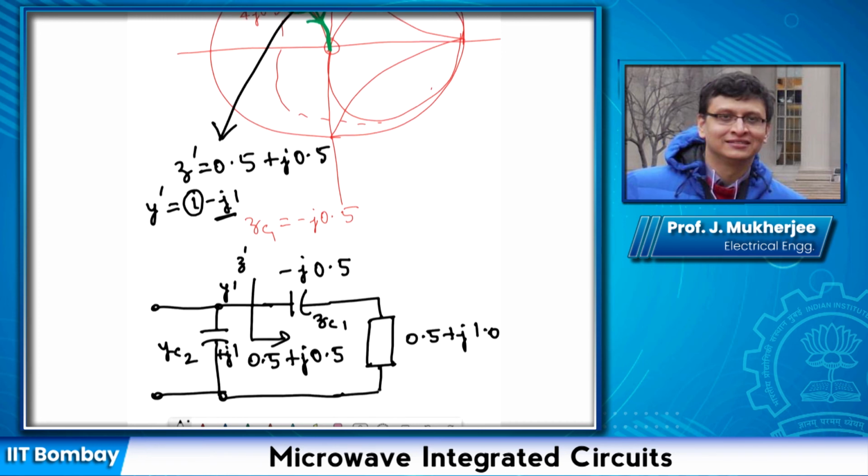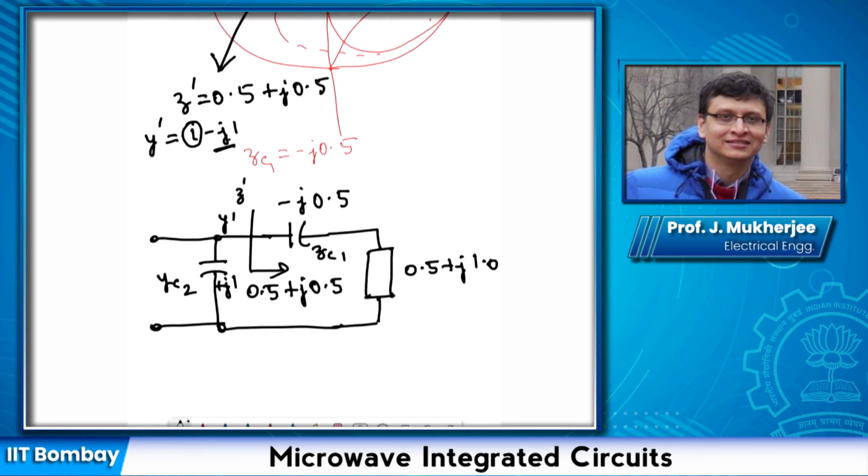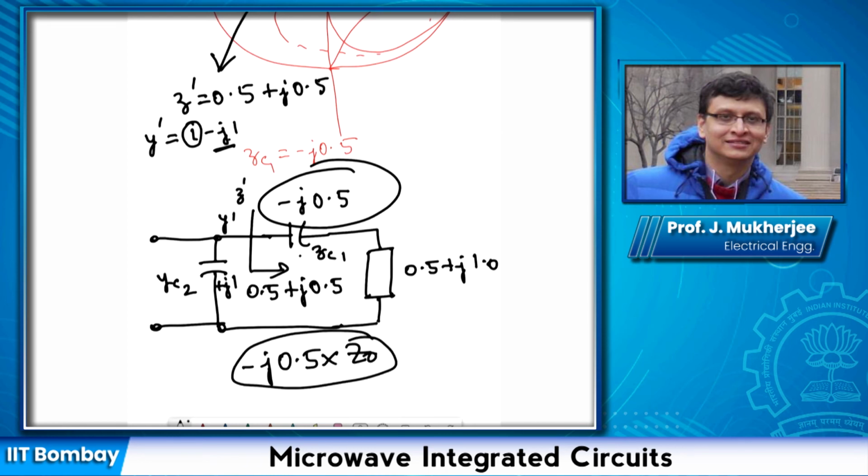Now note one thing before moving on. These are the normalized values. So the actual reactance of this capacitor will be minus j0.5 into Z0. This is important. Okay, please don't make this mistake. Don't forget to actually denormalize the values. Okay, that is important.